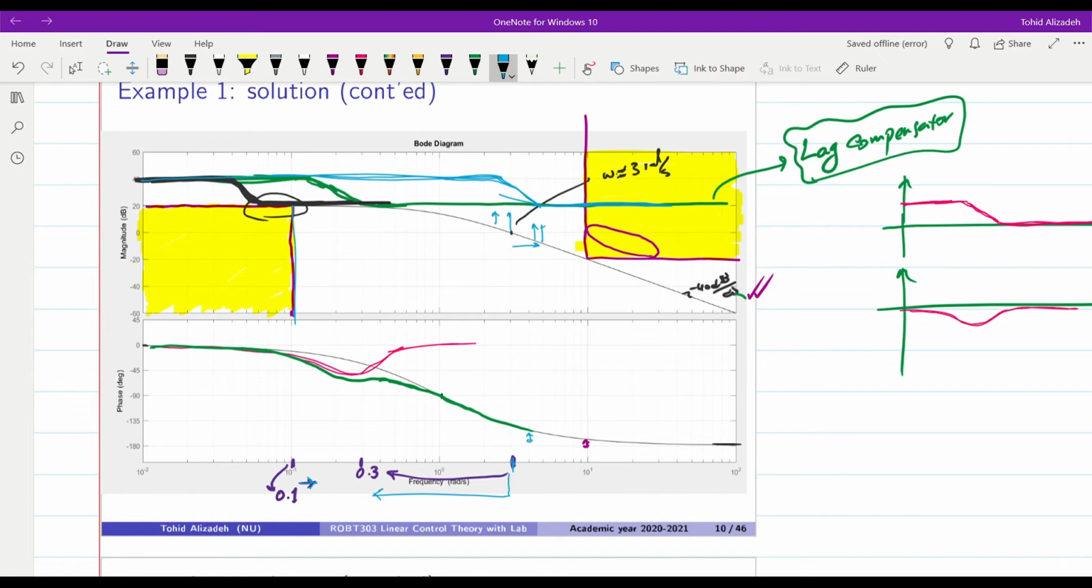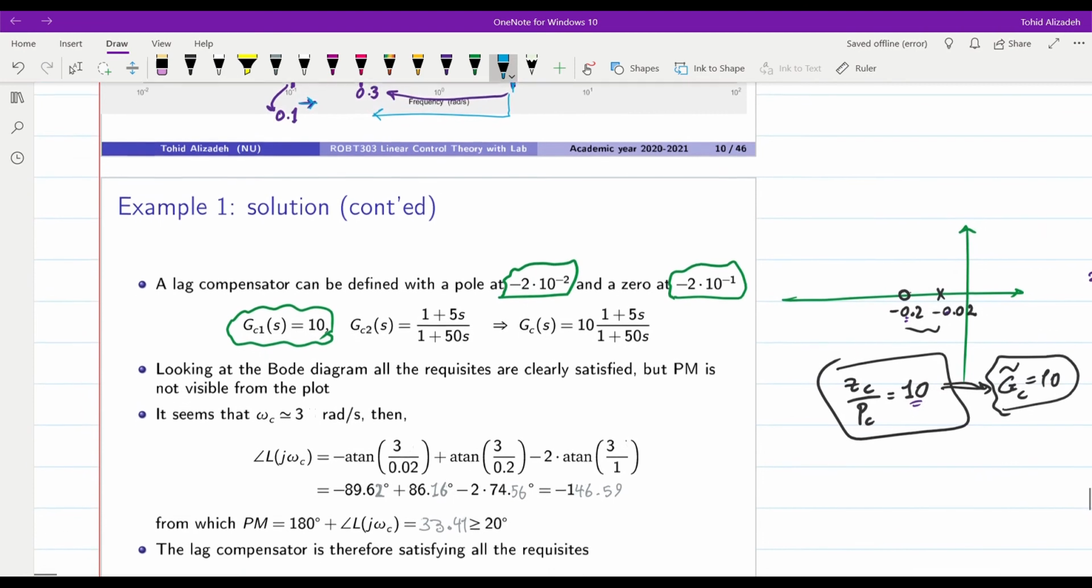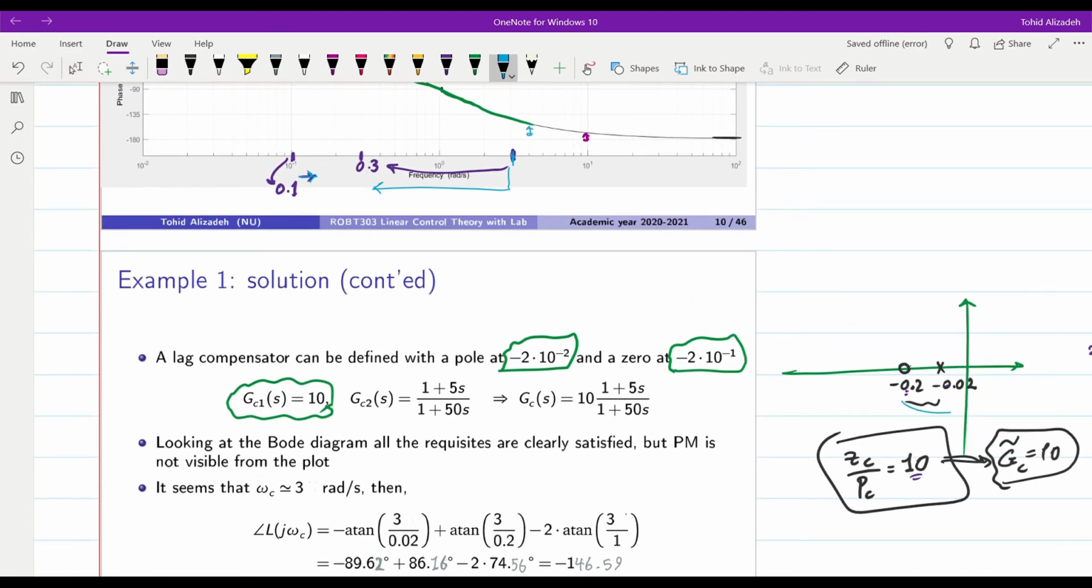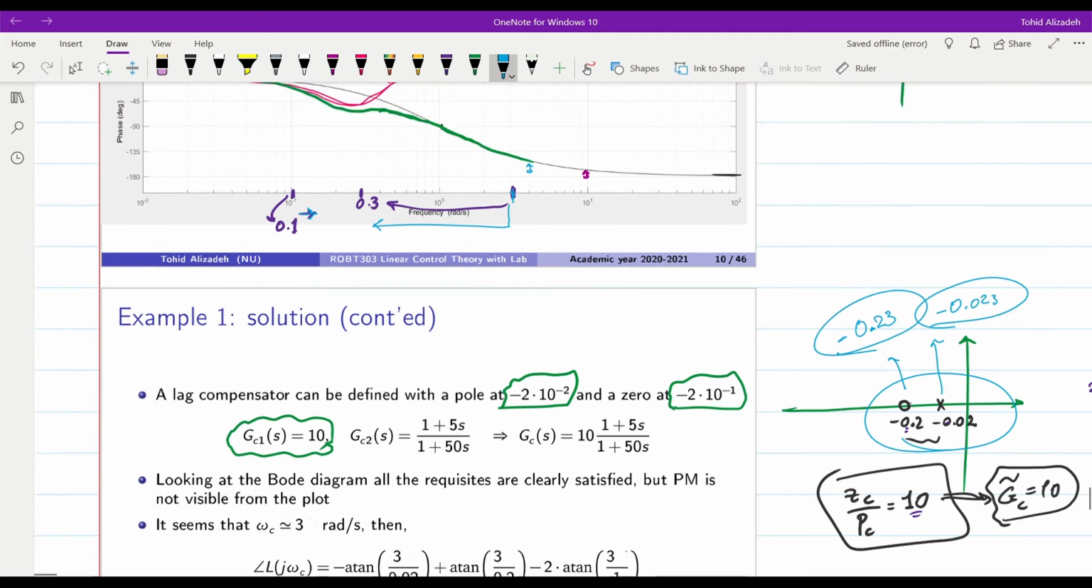I hope it's clear how the values are chosen. However, this is one solution. You could eventually have chosen 0.23, for example. It would also be acceptable. In that case, dividing it by 10, you would get the location for the pole at minus 0.023. This should also work. They are not that different from each other.